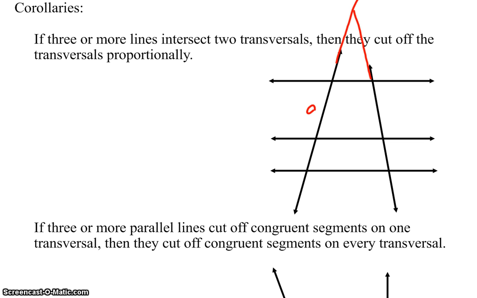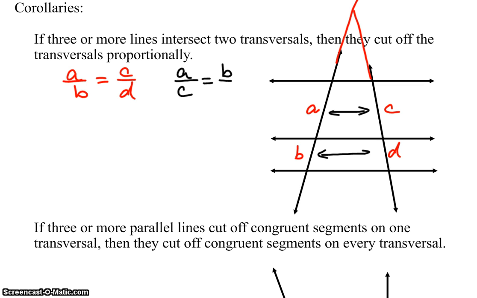Now, if we take these pieces and set them up this way, basically what this theorem is telling me is that the ratio of A to B equals the ratio of C to D, or if you choose to match up going across the figure instead of along the same lines, you could also say that A to C equals B to D. This is going to allow us to solve some problems.